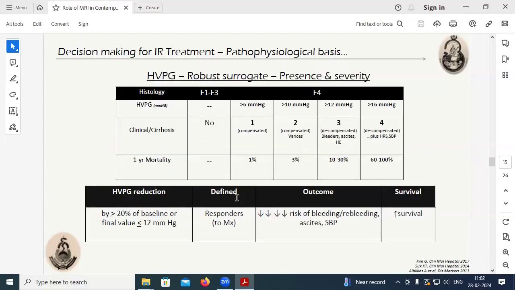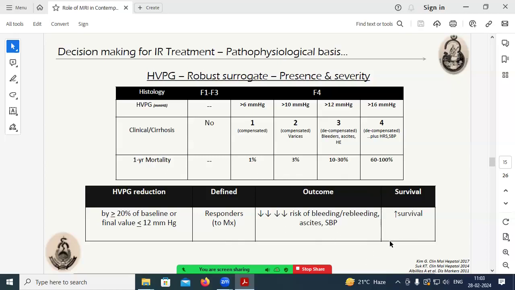HVPG obviously, as of now, is the gold standard. All calibrations of various non-invasive techniques and various other histopathology have been done in relation to the HVPG, because this is the most robust way of giving an idea of the portosystemic gradient, and it correlates well with the clinical stage as well as with the long-term mortality. And even if the patient is on conservative therapy, this is the best way of saying whether he's a responder to conservative management or not.